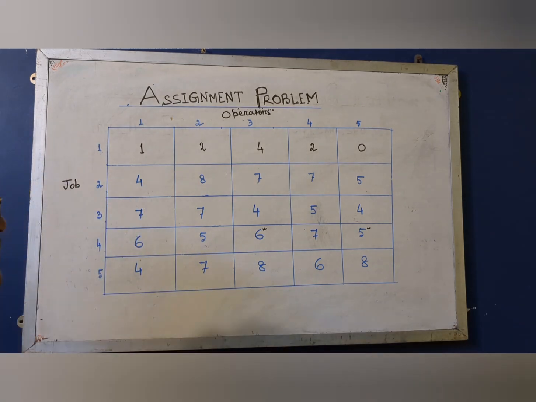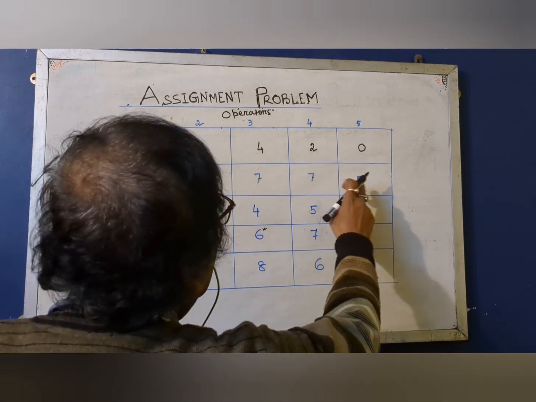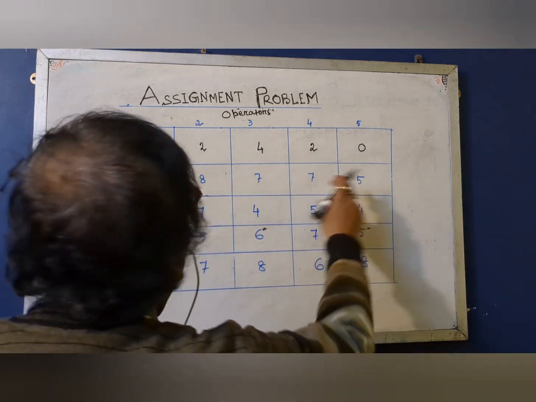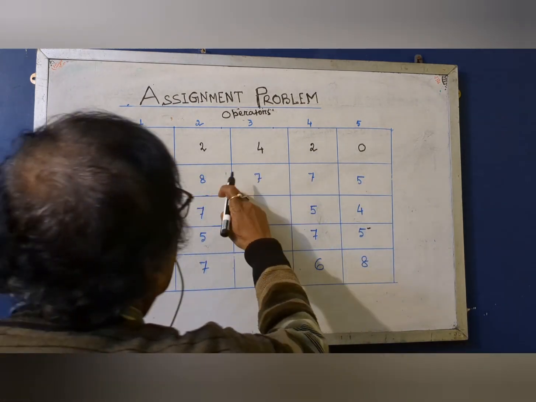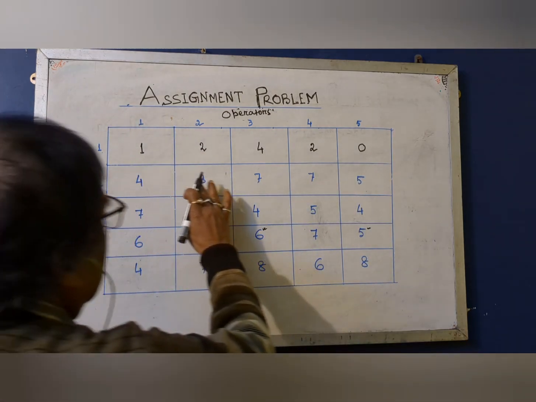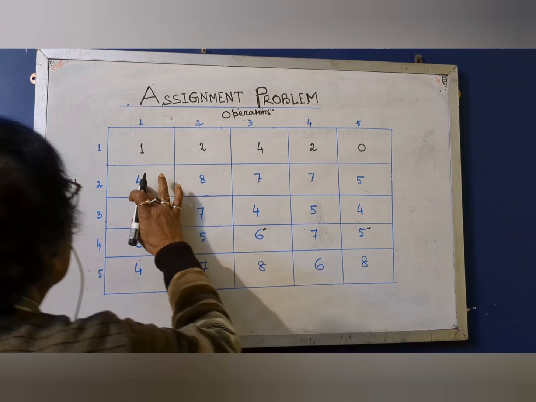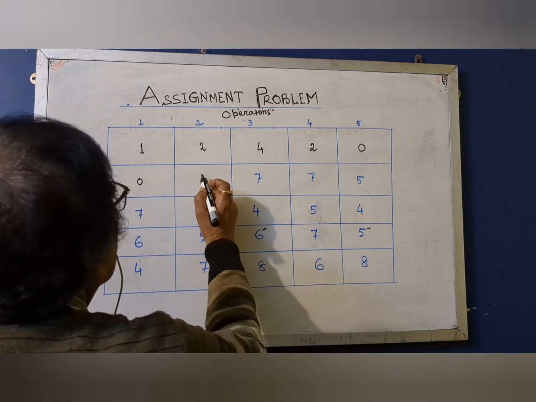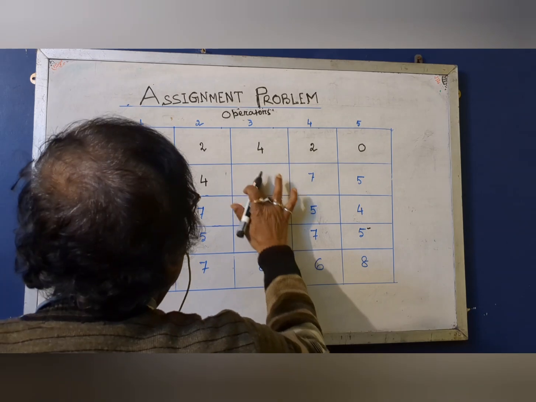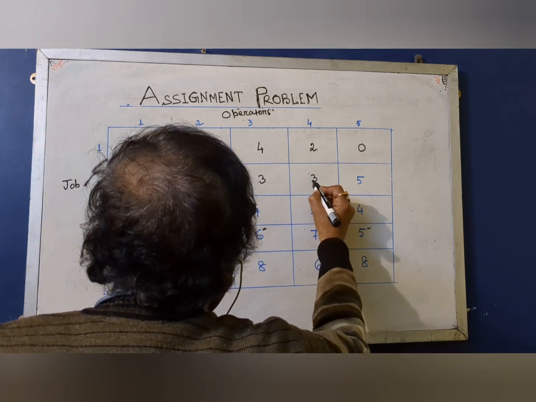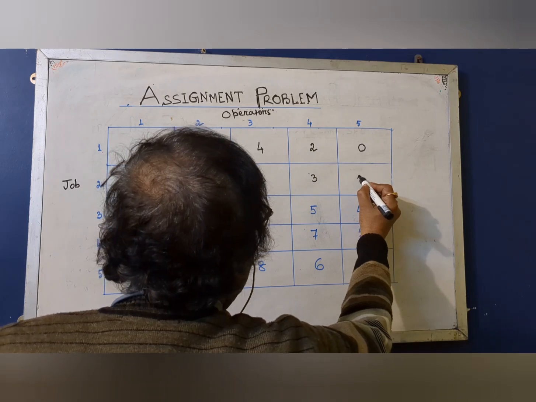Now for the second row, again identify the lowest element and subtract it from all other elements. In this row, the lowest element is 4. Out of 8, 7, 7, 4 is the lowest. That's why 4 is to be subtracted from all the other elements. So 4 minus 4 is 0. 8 minus 4 is 4. 7 minus 4 is 3. And 7 minus 4 is 3. And this is 1.